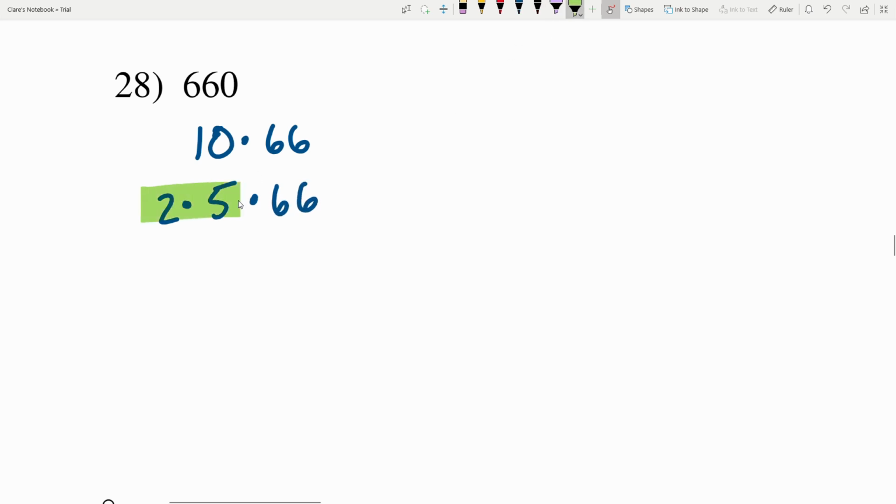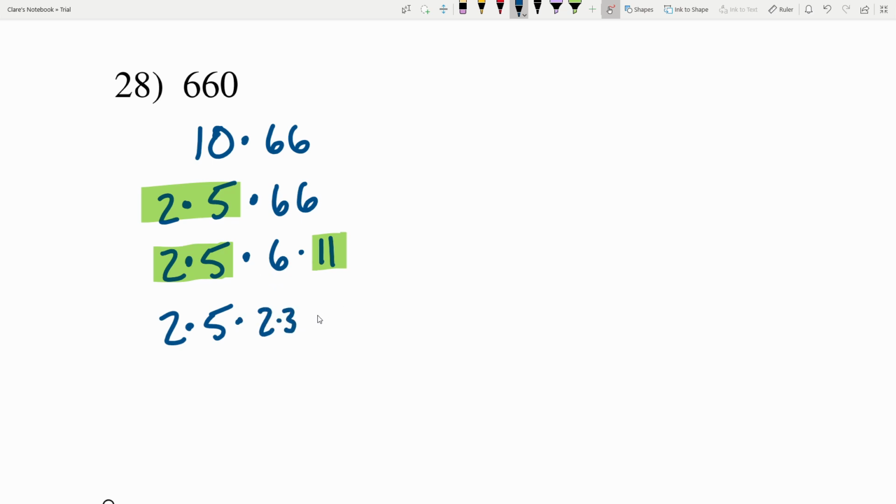So I have 2 prime factors, 2 and 5, and 66, I know, can be broken up into 6 times 11. So I'll do 2 times 5 times 6 times 11. So now I have 2 and 5 as primes and 11. 6 is not though. 6 can be broken up into 2 times 3. So I'll have 2 times 5 times 2 times 3, which is 6, times 11. Now I have all prime factors.